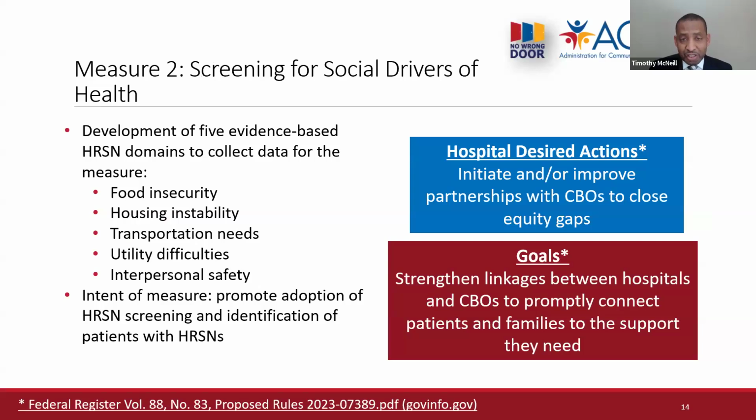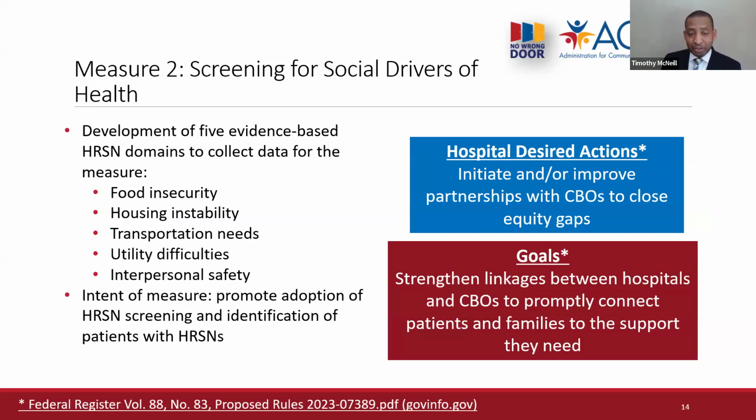So measure 2 is the screening for social drivers of health. As a repeat, there's 5 different evidence-based domains for health-related social needs. That includes food insecurity, housing, transportation needs, utility difficulties, and interpersonal safety. So the measure is to screen and then report the results of the screen in each of those individual domains, where each domain is a separate report as part of the broader quality measures.